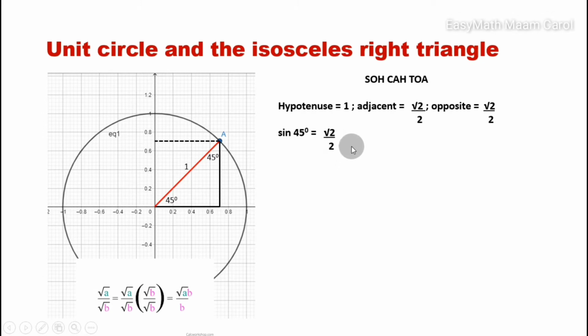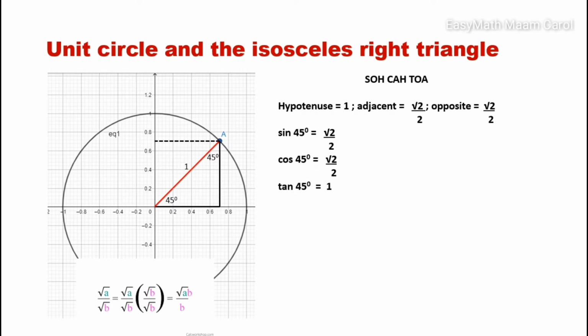Same thing with yung second part ng mnemonic natin, yung ka. The cosine of 45 degrees is also the square root of 2 over 2 because yung adjacent natin ay yung square root of 2 over 2 at yung hypotenuse niya na ipang-divide natin ay equal sa 1. So, pareho pa rin yung rule, di ba? If it is divided by 1, it doesn't affect the value of the numerator.